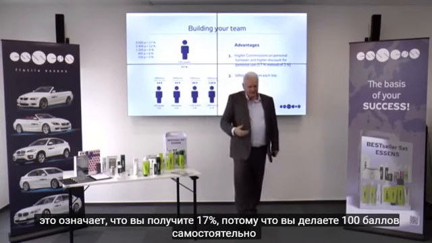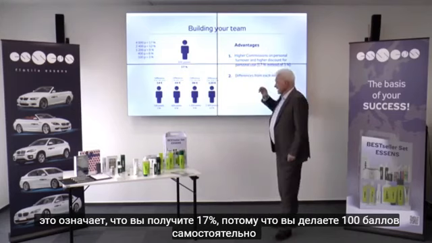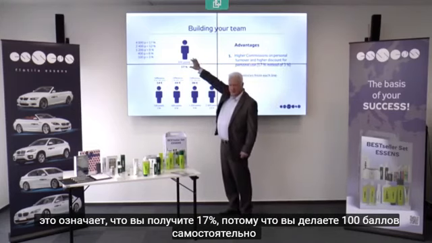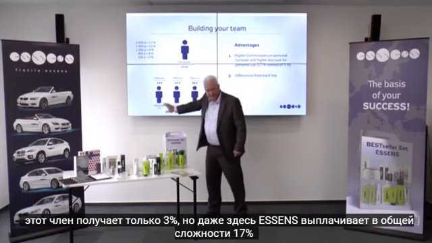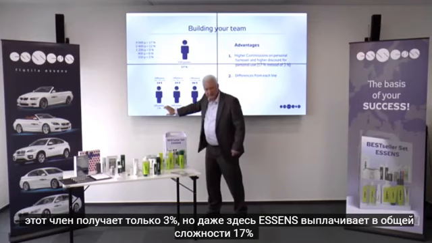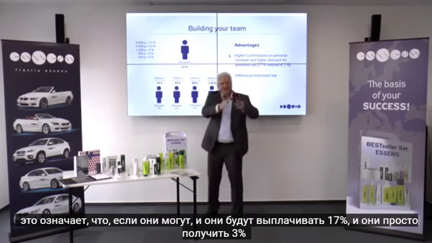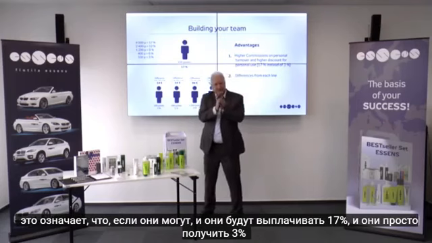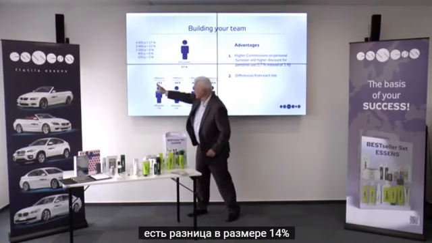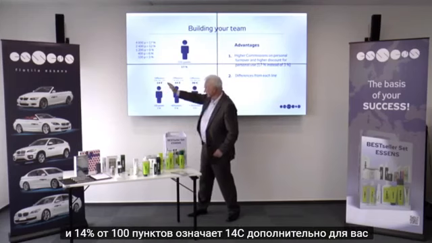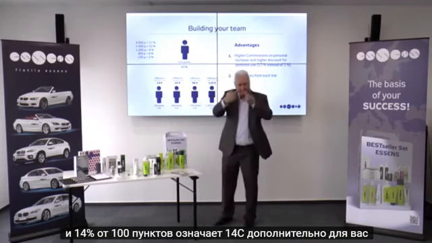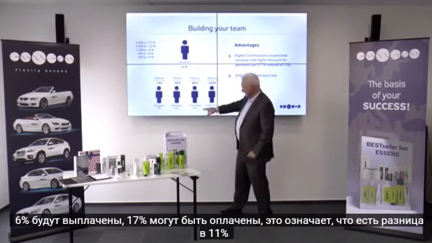And that means you get 17% because you make 100 points by yourself. This member just gets 3%. But even here, Essence pays out in total 17%. That means if they can and they will pay out 17% and you just get 3%, there is a difference of 14%. And 14% from 100 points means €14 additionally for you.